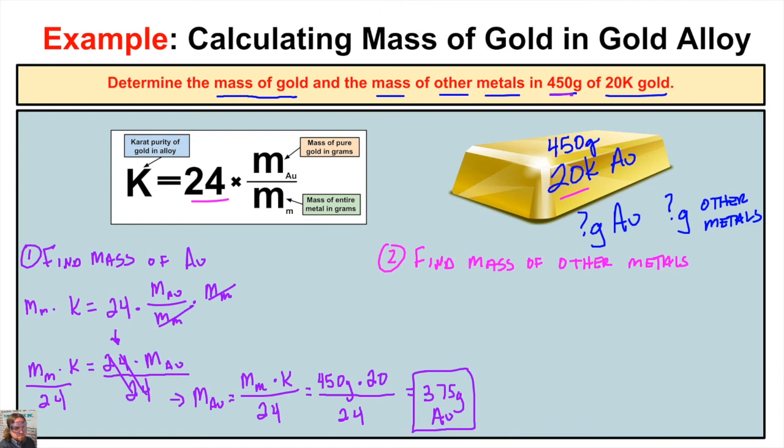And how do we now figure out the mass of the other metals? Well, let's think about this. The mass of the gold that is in this alloy plus the mass of the other metals is going to equal 450 grams, the total mass of this gold bar. And so if we're asked now to figure out the mass of the other metals, we need to subtract the mass of gold from both sides.